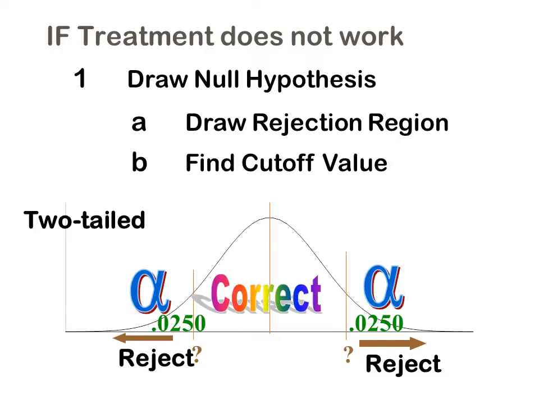If we don't fall in those, if we fail to reject H0, then in this graph we would be correct, because this is a graph of when H0 is true. The therapy does not work. So once we have our areas here, we have to find what value of z would lead us to reject H0.